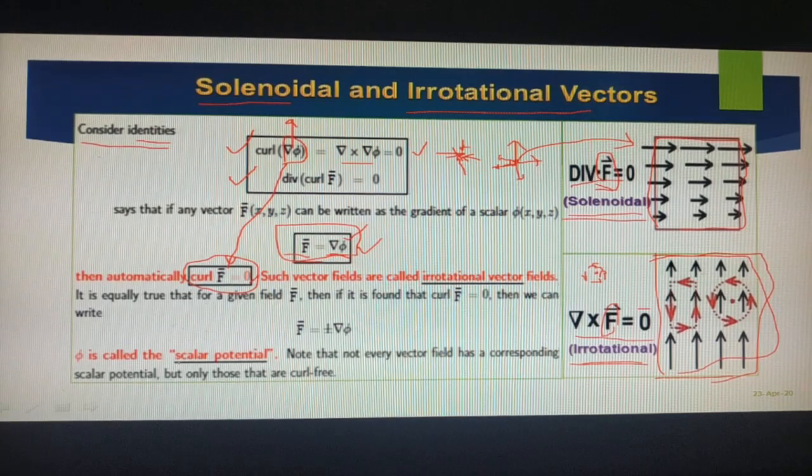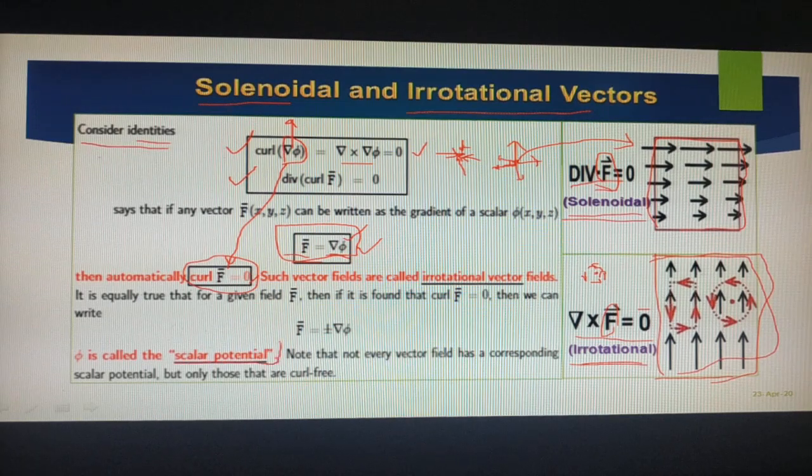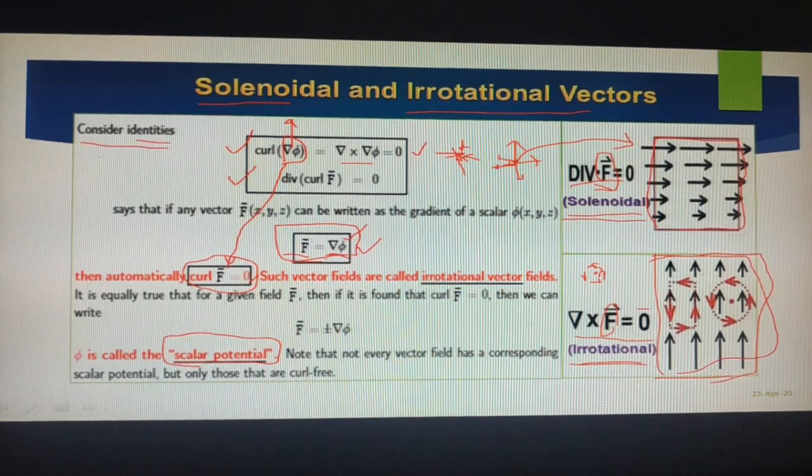Because of the scalar function we are able to find the vector field, so that scalar pi you can call scalar potential. It has some potential: with the help of the del operator, we are getting some vector field. With the help of that vector field, the curling will become 0. So curl F means it is irrotational. Curl F is equal to 0.